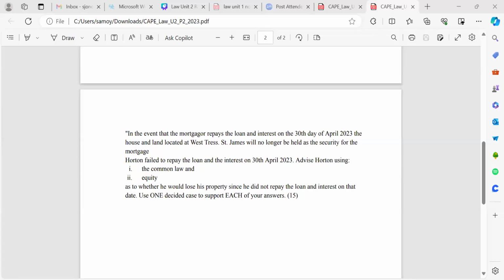Miss, may I say something, please? Go ahead. Miss, the question asks that you should advise them using common law and equity. So how I would approach this question is I would say that under common law, being that common law is strict, he would lose the property. And then after explaining whatever, then under equity, I would say that he wouldn't lose the property, if you get what I'm saying.